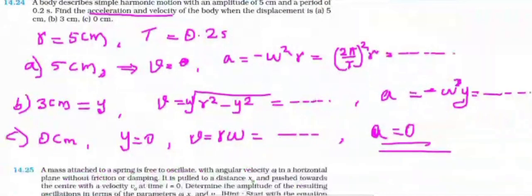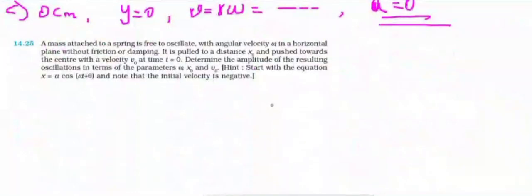Now question 25. A mass attached to a spring is free to oscillate with angular velocity omega in a horizontal plane without friction or damping. It is pulled to a distance x0 and pushed towards the center with a velocity v0 at a time t equal to 0. Determine the amplitude of the resulting oscillation in terms of the parameters omega, x0 and v0. Use the formula x is equal to a cos omega t plus theta.